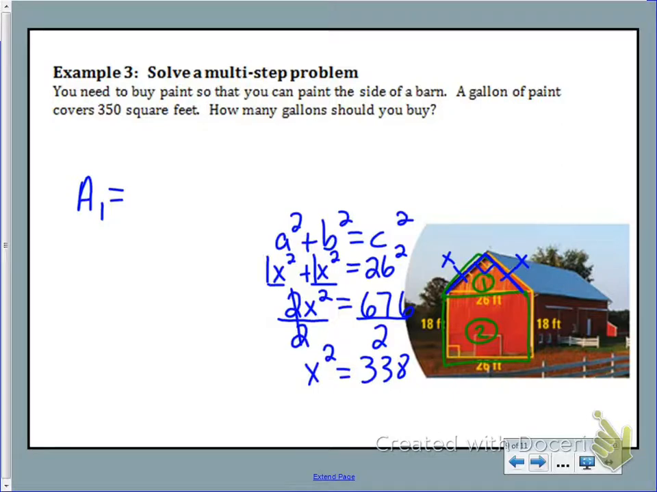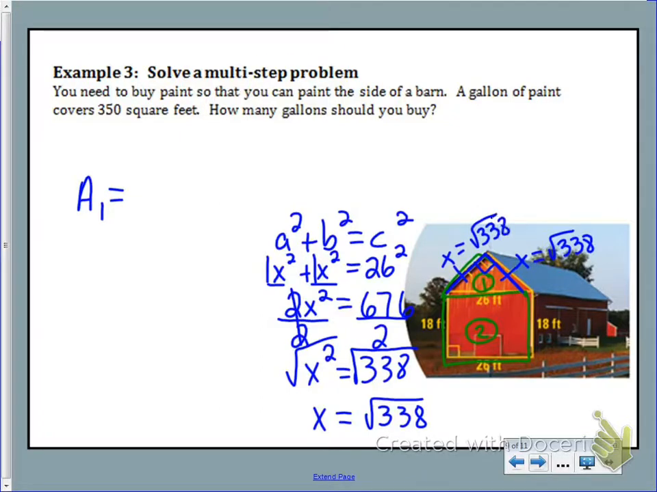Now we're going to solve this by taking the square root, since that's how we undo a square. So we find that x is equal to the square root of 338. If we try to write this in simplified radical form, we're going to find that it does not simplify. So we're just going to leave x as the square root of 338, or you could make it a decimal if you'd like. I'm going to keep it in exact form just so it's more exact and more accurate. Okay, so I found the two side lengths of that right triangle.